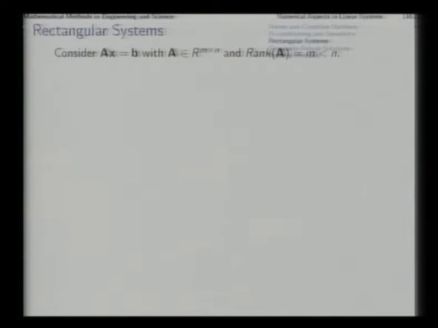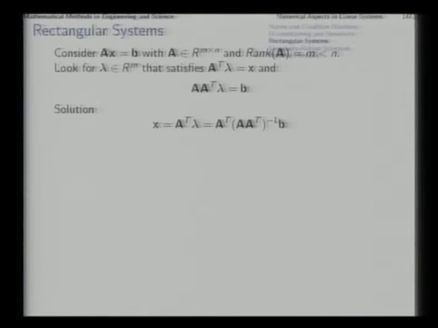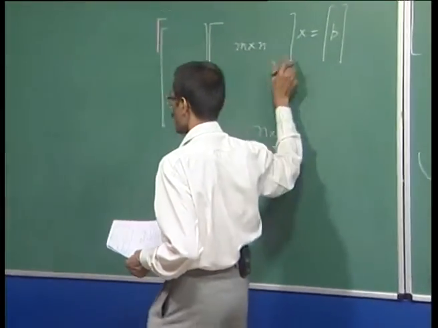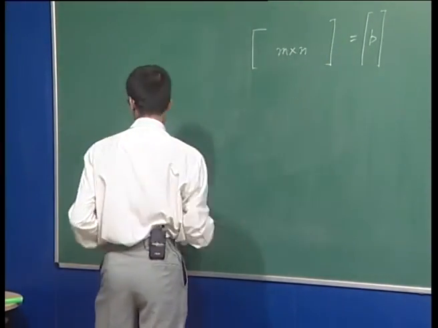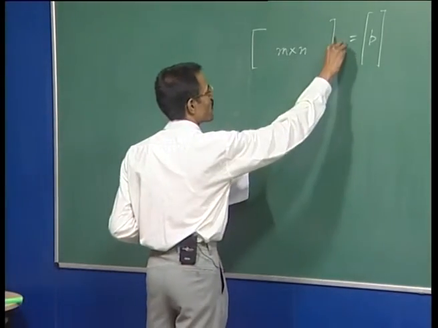What you must do here is not to pre-multiply with A transpose, but you look for an m dimensional vector lambda that satisfies A transpose lambda equal to x. That means, you look for an m dimensional vector lambda which will satisfy A transpose lambda equal to x, and then in place of x you try to insert this A transpose lambda.